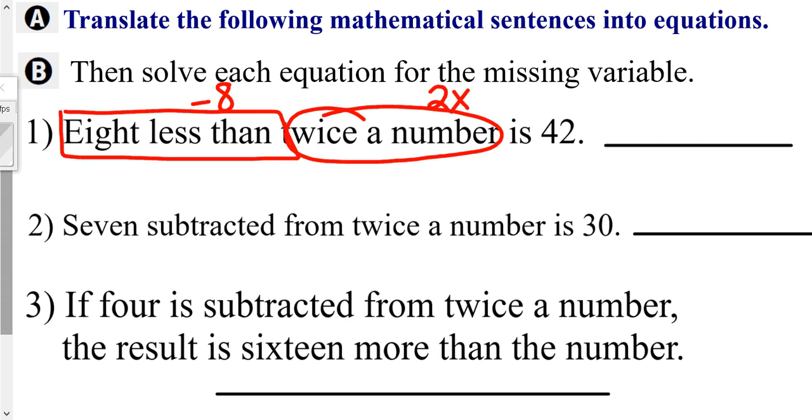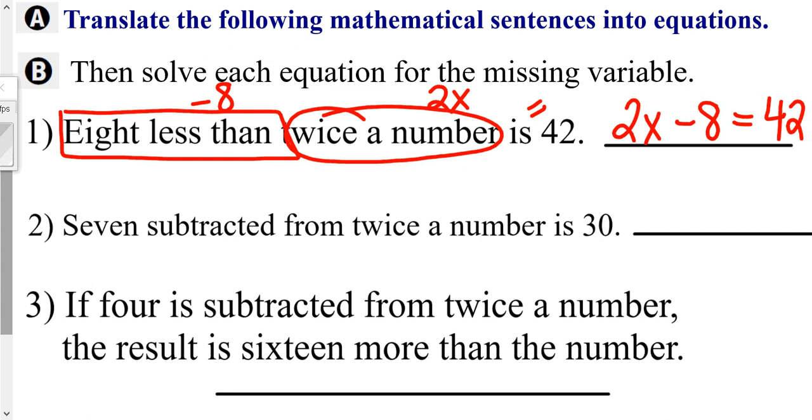You can choose any variable. It did not tell you which variable to choose or what letter. And it says is 42, which tells me that's going to be our equal sign. So we have twice a number. Notice that less than tells me it's going to come second, is 42. I'm going to pause the video, give you a second to do numbers 2 and 3, and then we can look at them together.